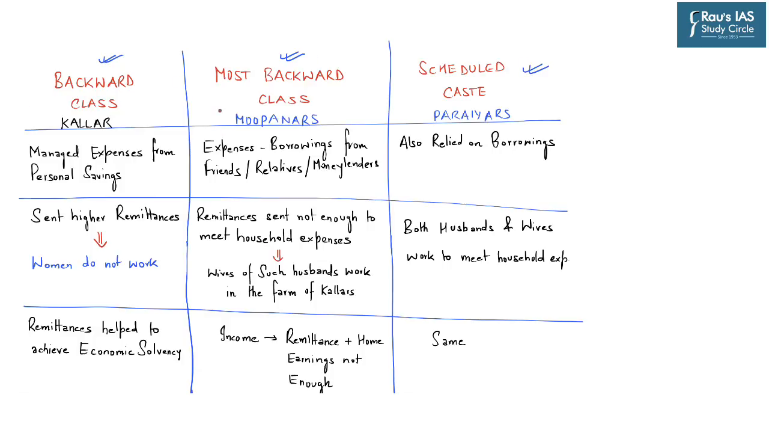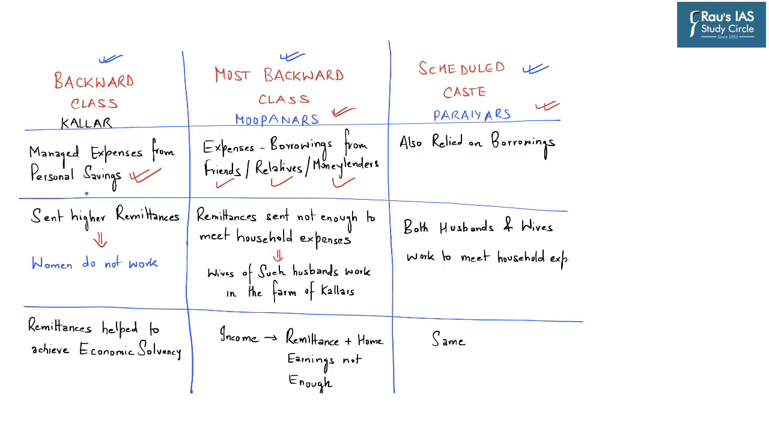Now for the backward class, that is the Kallar community, they managed their expenses from their personal savings to go abroad for the purpose of work. Whereas the Mupanars and Parayars community managed their expenses from borrowings from their friends, relatives, or even money lenders. Same was applicable for the men from Parayar community.